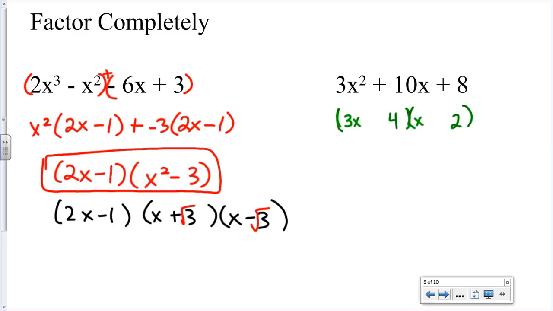I need a positive 8, so what do I need for my signs? Okay, 2 positives or 2 negatives, but since that's a positive, I'm going to try positives. What's the outer? 6x. What's the inner? 4x. Do those give me 10x? Yes.